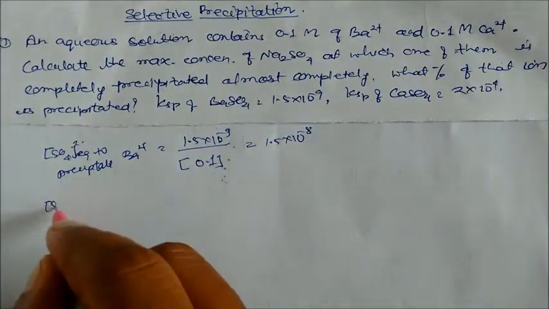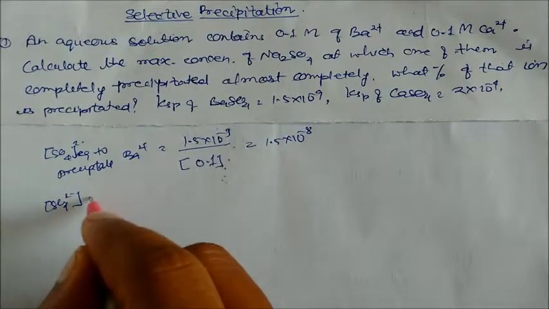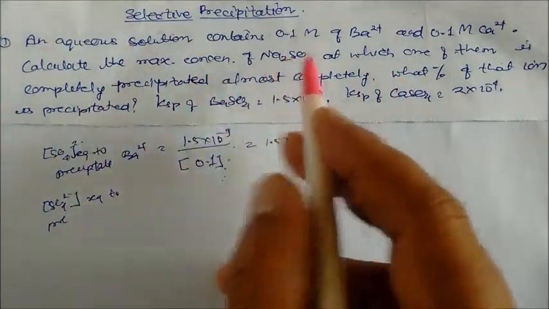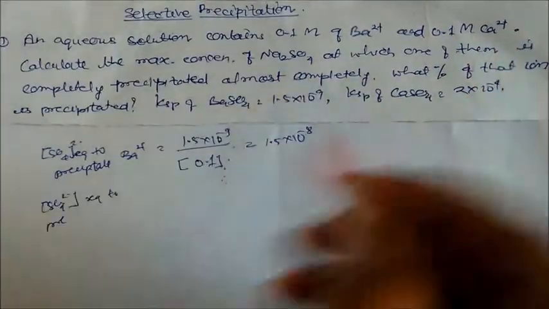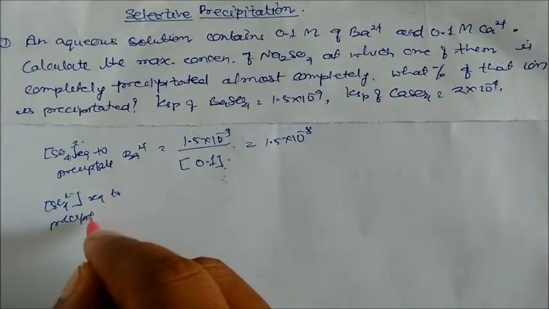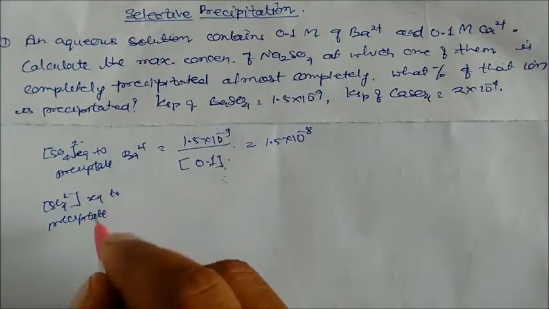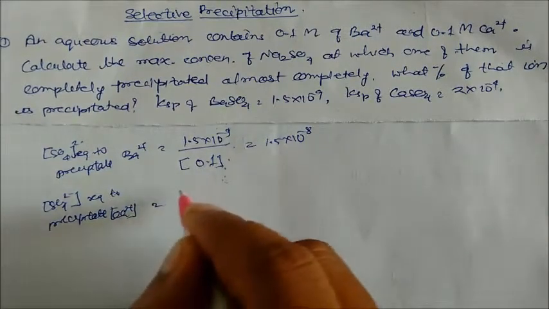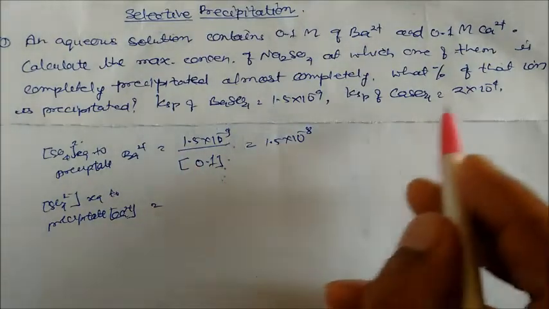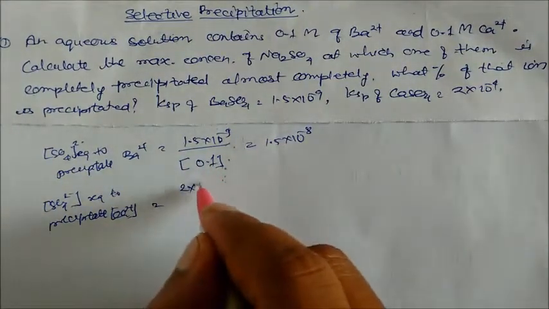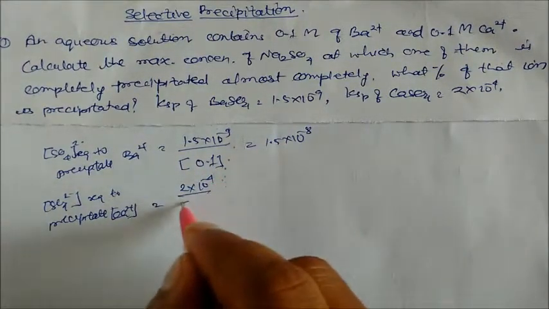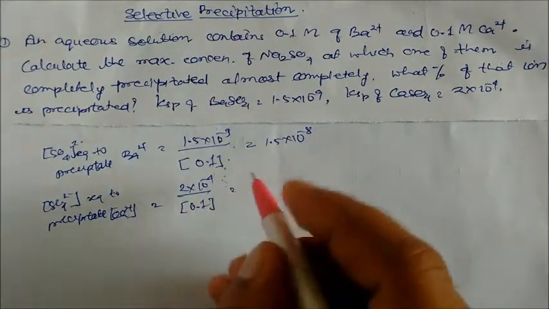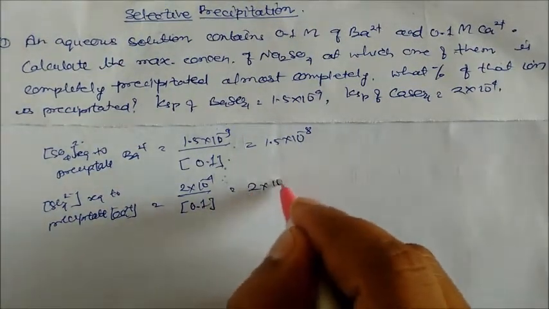Similarly, what is the sulfate required to precipitate the calcium ion? Here we have two ions, barium and calcium. For calcium, the Ksp given is 2 × 10^-4, divided by the concentration, which is given here as 0.1 molar. On solving, we get 2 × 10^-3.